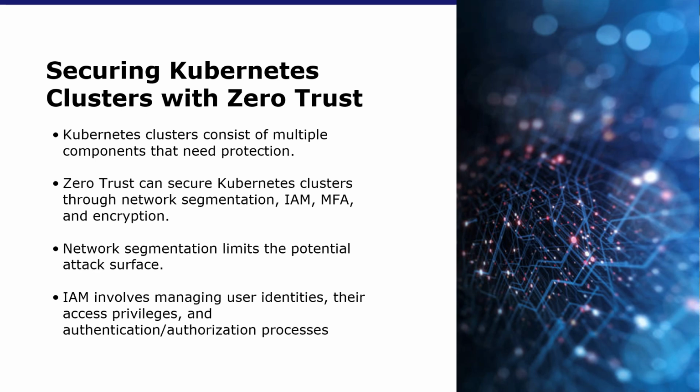Network segmentation. By segmenting your network and isolating your Kubernetes cluster, you can limit the potential attack surface. This can be achieved by deploying a virtual private network, VPN, firewalls, or software-defined perimeters, SDPs.